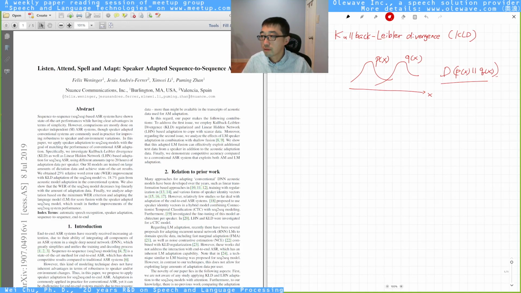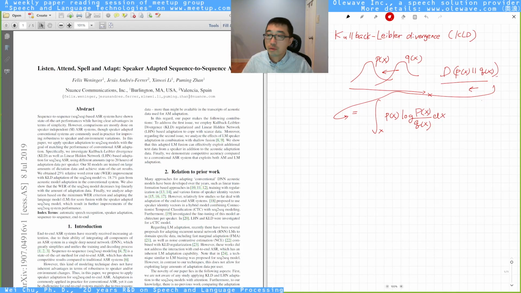Suppose I want to get the distance from Q to P this way. I would use this equation to calculate the distance. So it's the integral over x, and the function to be integrated is p of x times log p of x over q of x, dx.